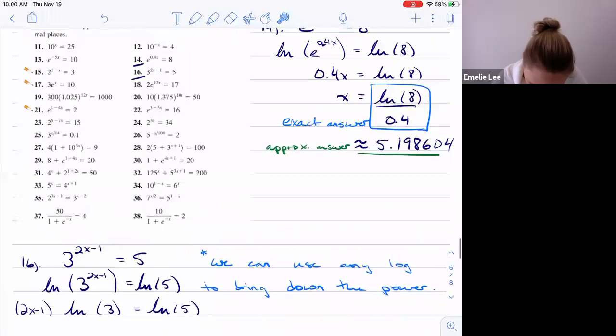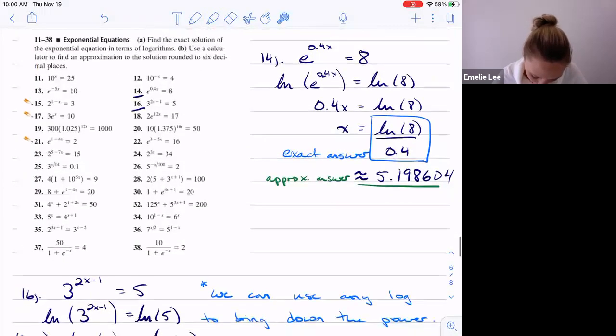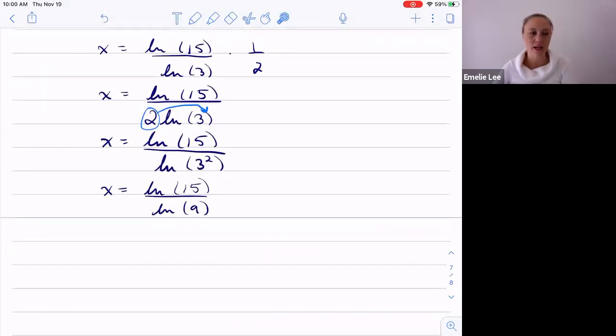Okay, so that was 16. That's, of course, the exact solution. I'm going to leave it at that. Okay. Oh, I guess we could write this, could get fancy. We could write this as the log base 9 of 15.